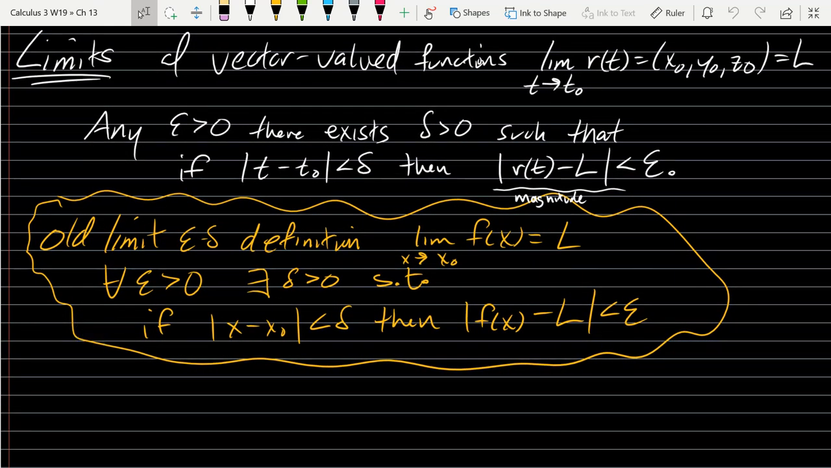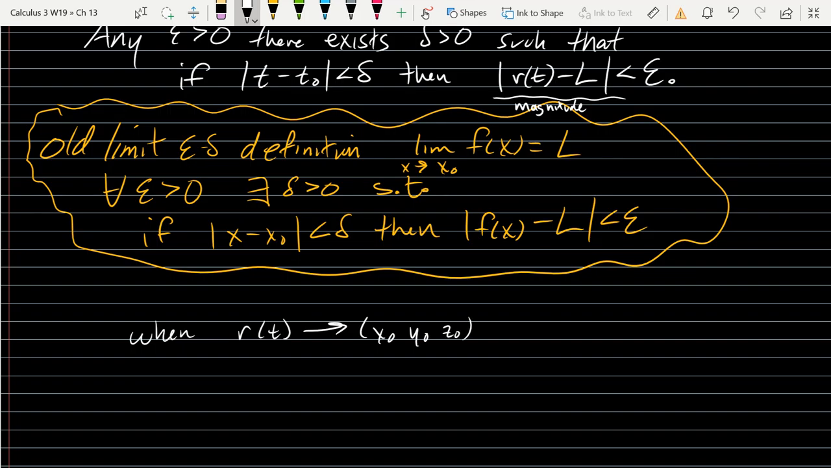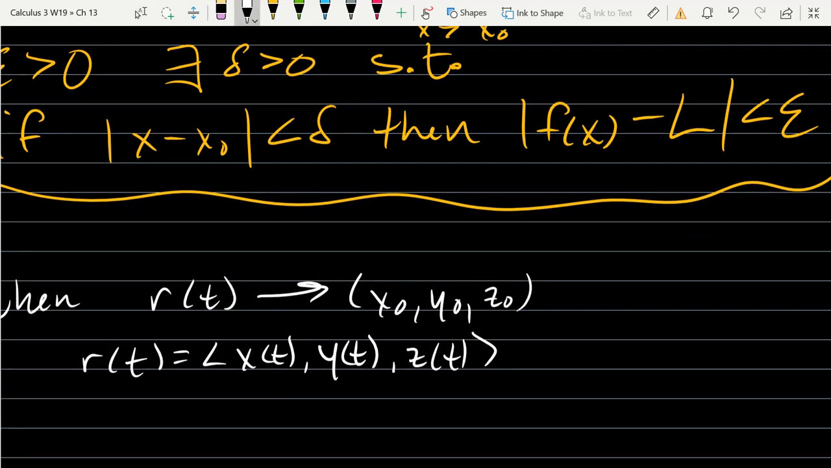So we looked at the definition of a limit. We're going to look a little bit more at the intuitive idea of what it means for a vector valued function to approach a point. So when r of t approaches x0, y0, and z0, what that really means is r of t has three components, x(t), y(t), z(t). And when it approaches, all that means is individually, these functions are getting close to those three numbers right there. So it's sort of like three limits in one. There's an x, y, and z limit going on.